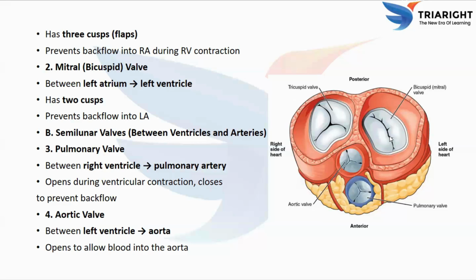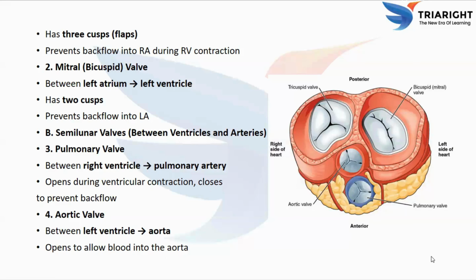So what is the function of the aortic valve and where is it present? This is located between the left ventricle and the aorta. The aortic valve opens during the ventricular contraction. This allows the oxygenated blood to enter the aorta, the largest artery. It closes to prevent the backflow into the left ventricle. This aortic valve sends the blood to the entire body.